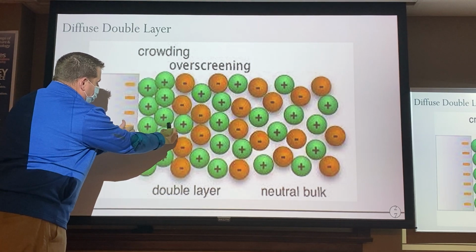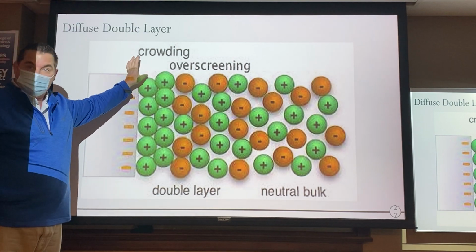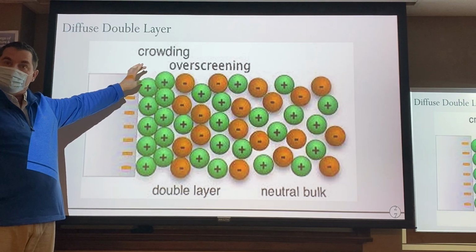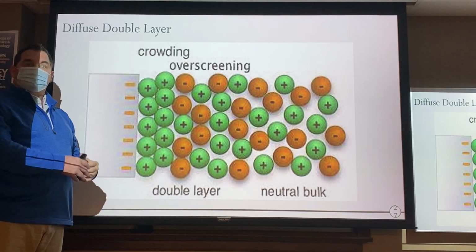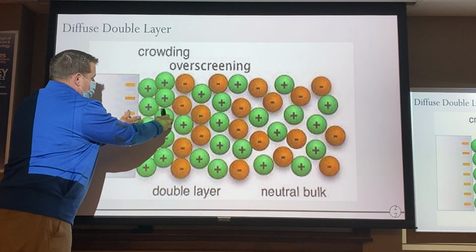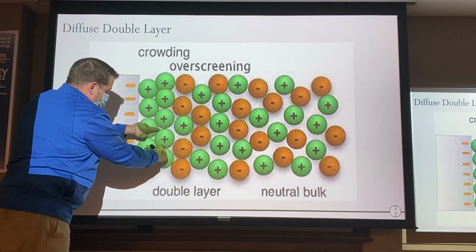And this diffuse double layer will expand with temperature. Right now, outside, with the soil temperature being cold, this would be very small. But once the temperature warms up, this would open up more, and there would be more room for these exchanges to happen.